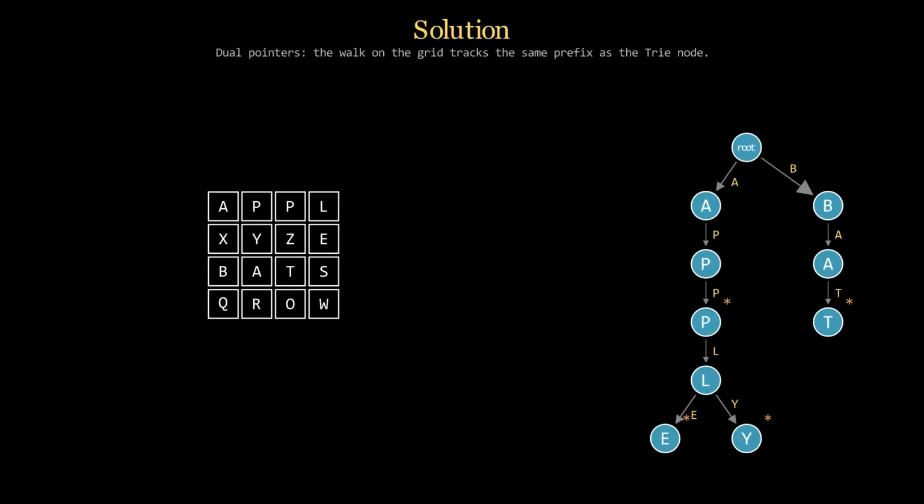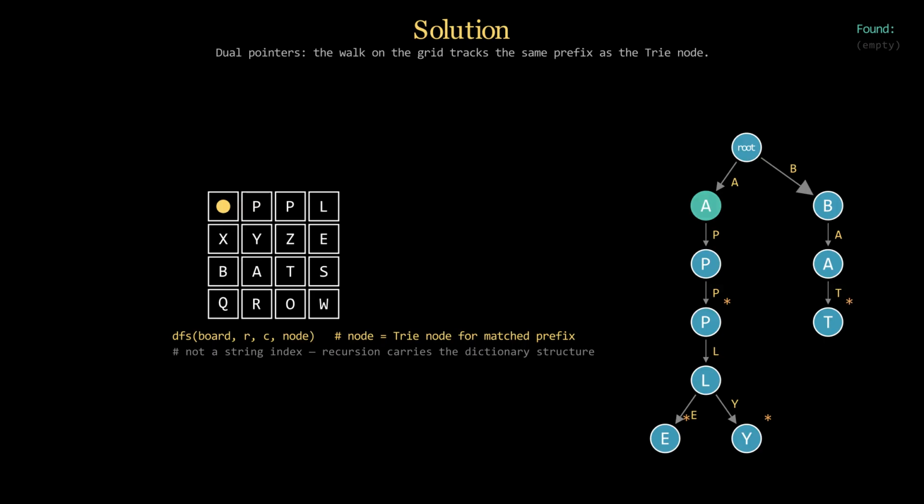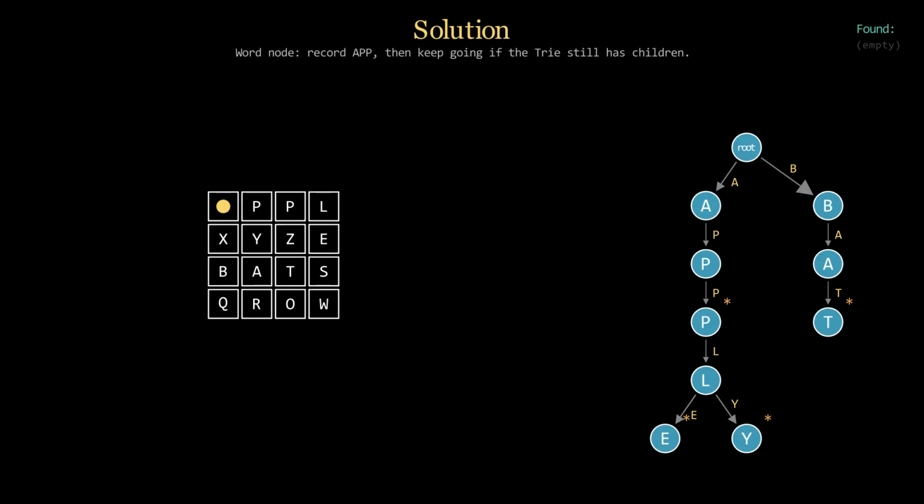Instead of carrying a string index in depth first search, we pass the tree node that encodes the prefix matched so far. Each step on the grid follows a child edge in the tree. The board cursor and the tree cursor stay in lockstep. Step through A, then P, then P. The tree lands on a node that is a full word, we record app.